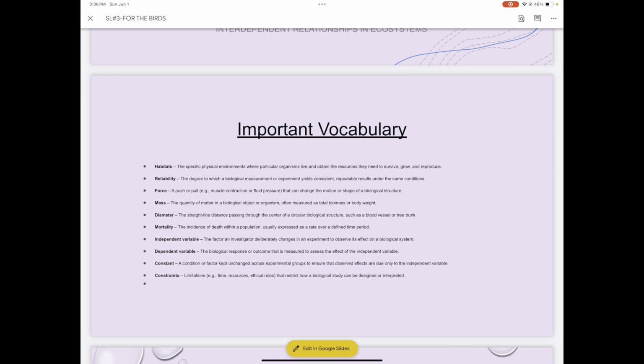So it's the changing variable. It's something that you are able to change yourself. And the dependent variable, as the name suggests, is something that depends on it, right? So the response, it's the outcome, right?